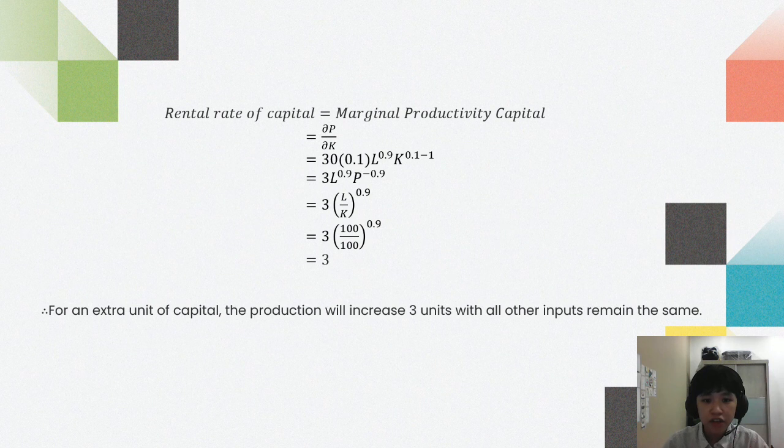Likewise, the rental rate of capital is equal to the marginal productivity of capital. We partially differentiate the production function with respect to K by assuming L is a constant. So, for an extra unit of capital, the production will increase by 3 units with all other inputs remaining the same.